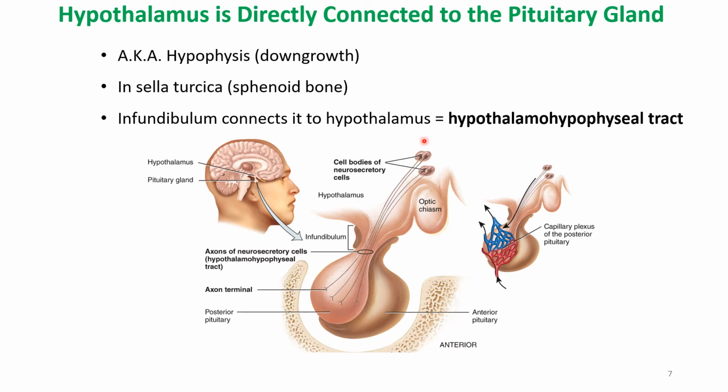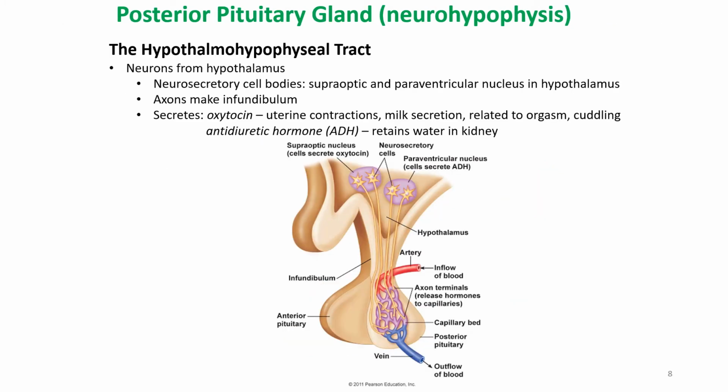Hypothalamo just refers to the hypothalamus, so this section up here. Hypophyseal is referring to the pituitary gland. So the hypothalamo-hypophyseal tract is the actual neurons that are coming through. So it's a direct pathway, and these neurons are going to secrete their oxytocin and antidiuretic hormone. And you can see that right here.